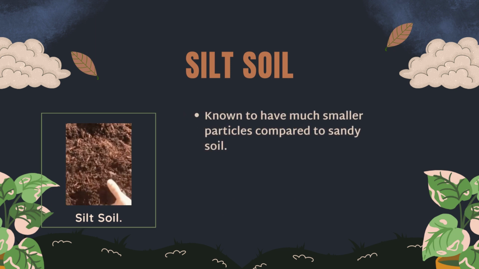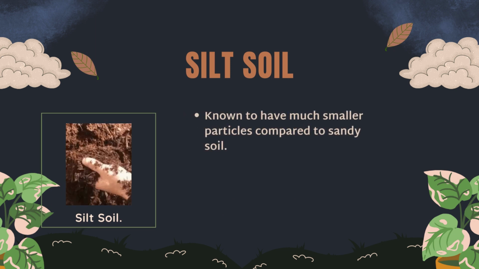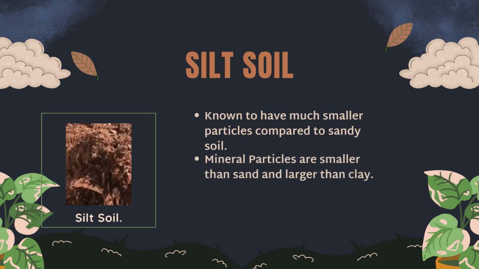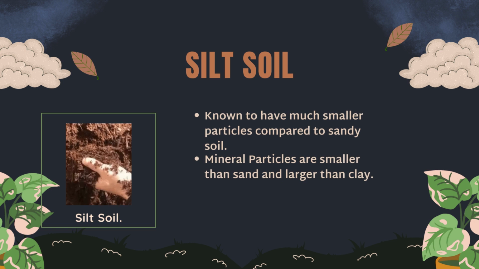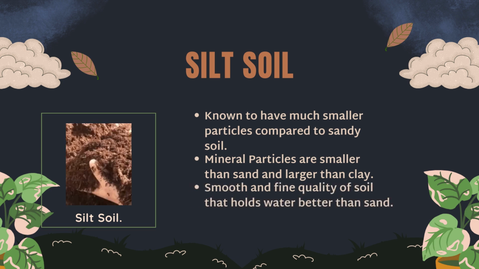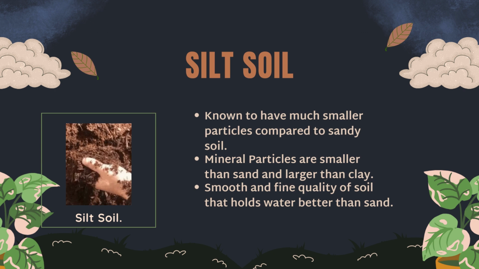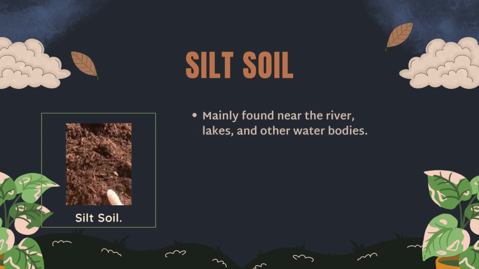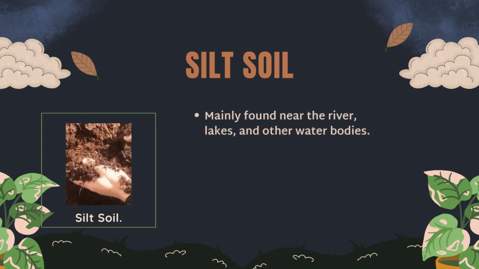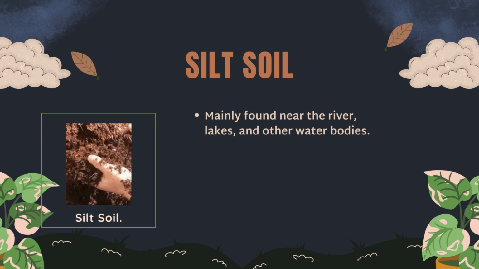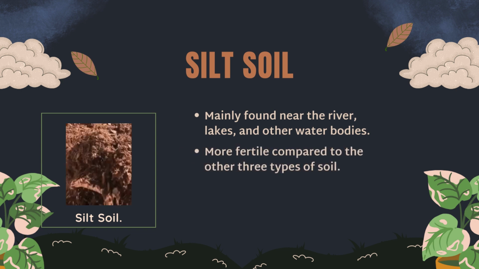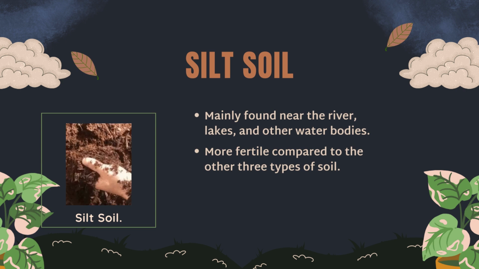Silt soil is known to have much smaller particles compared to sandy soil and is made up of rocks and other mineral particles which are smaller than sand and larger than clay. It is a smooth and fine quality of soil that holds water better than sand. It is easily transported by moving currents and is mainly found near rivers, lakes, and other water bodies. Silt soil is more fertile compared to the other 3 types of soil. Therefore, it is also used in agricultural practices to improve soil fertility.